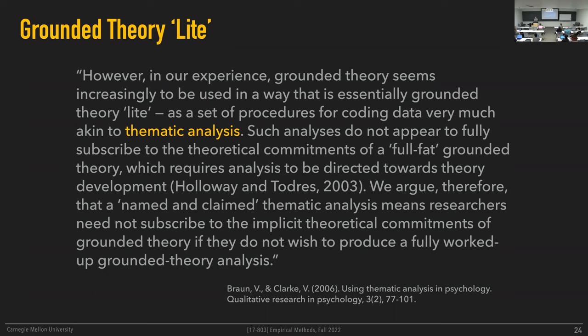This is useful in very many scenarios. "Such analyses do not appear to fully subscribe to the theoretical commitments of a full-fat grounded theory, which requires analysis to be directed towards theory development. We argue, therefore, that a named and claimed thematic analysis means researchers need not subscribe to the implicit theoretical commitments of grounded theory if they do not wish to produce a fully worked out grounded theory analysis." So this is all to say, if you're not actually doing grounded theory, which is likely, just please call it thematic analysis if that's what it is.